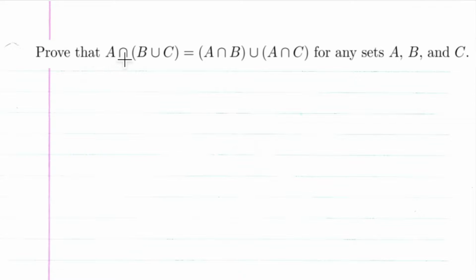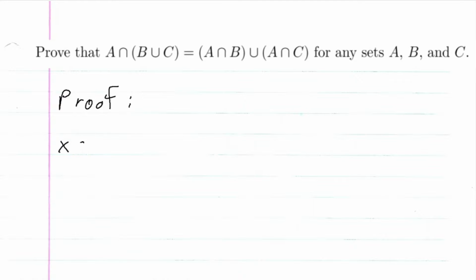Okay, so we're going to prove that A intersection (B union C) is equal to (A intersection B) union (A intersection C) for any sets A, B, and C. This is known as the distributive law of sets, and we're going to use the distributive law of propositions in order to prove this statement. So let's go ahead and start the proof.